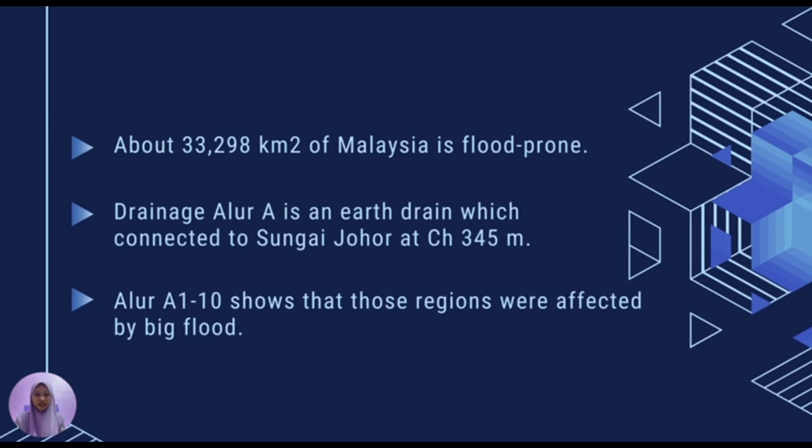For problem statement, there is about 33,298 km squared of Malaysia that is flood prone. The drainage Alur A is an earth drain which is connected to Sungai Johor at channel 345 meter. Alur A1-10 shows that those regions were affected by a big flood.